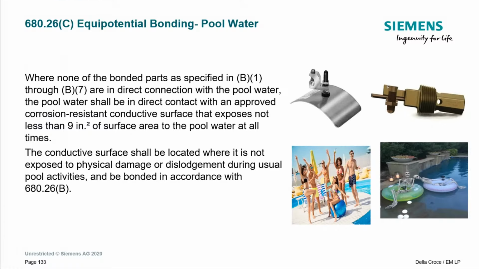And so where none of the bonding parts in B1 through B7, that would be things like ladders, steps, maybe a luminaire trim that was metal that's connected to the equipotential bonding grid, all that. So again, where none of those things are in the water, you still have to bond the water. And people say, well, how the hell do you connect to water? Well, we got all these things that are in the water. Right?